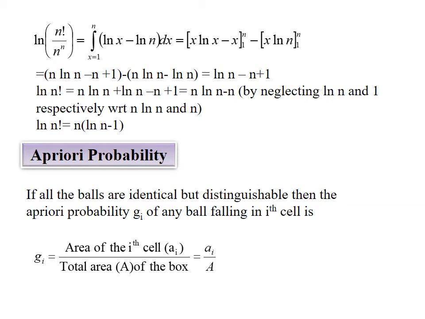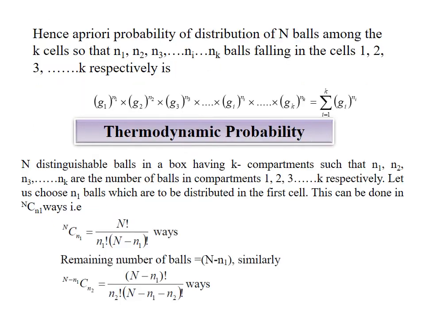A priori probability. Here the a priori probability is defined as the ratio of the area of the ith cell divided by the total area.